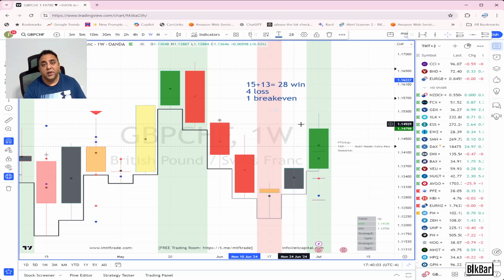Showing you proof that the TNT Black Bar does do forecasting and with money management can give you some great results.